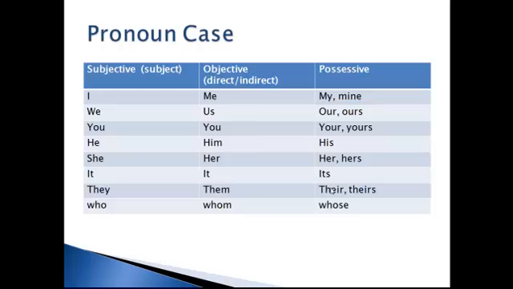First, let's talk about the different pronoun cases. You have the subjective, which refers to the subject of the sentence, the objective, which refers to the object, and the possessive, which refers to ownership. Take a moment to familiarize yourself with subjective, objective, and possessive pronouns in this table. If you need to, pause the video now.